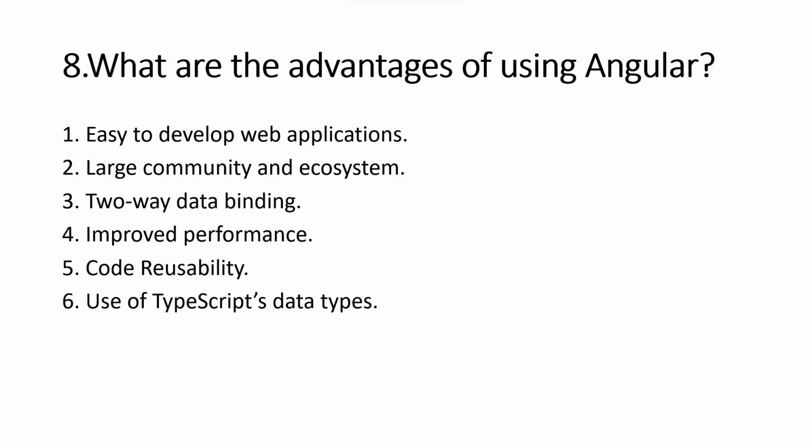Another important advantage is two-way data binding. Two-way data binding is a powerful feature of Angular that allows you to synchronize data between the model and the view. The next advantage is improved performance. Angular provides improved performance by reducing the number of DOM manipulations. The next advantage is reusable code. Angular allows you to write reusable code that can be used across multiple projects.